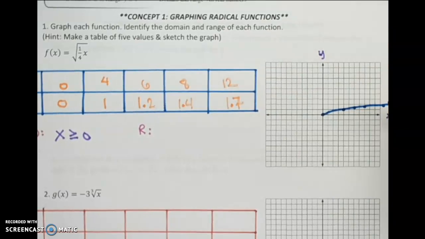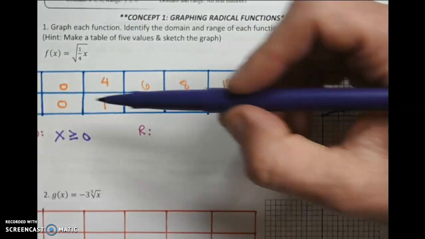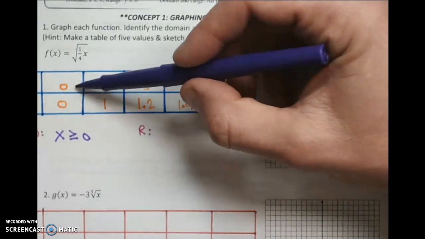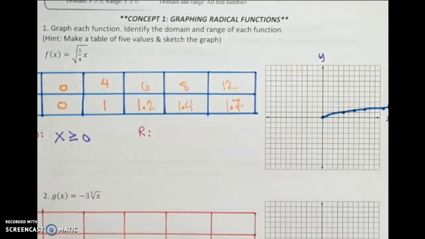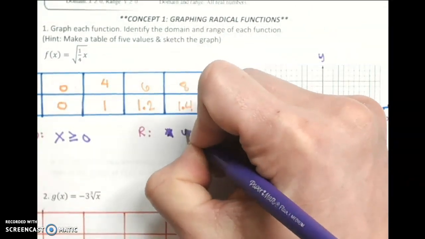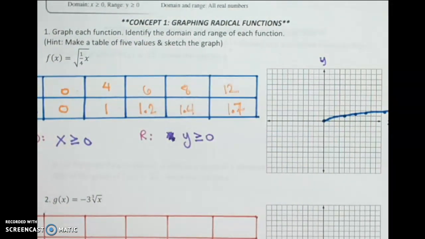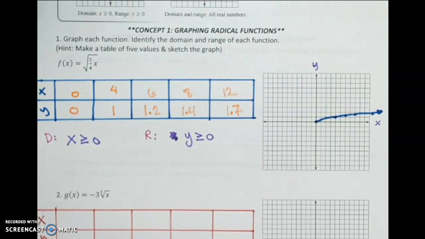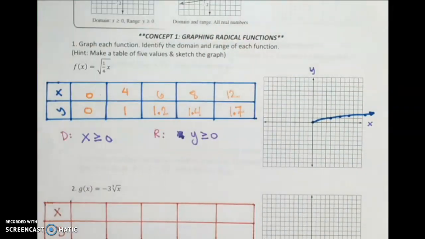Your range is your y-axis, right? And again, no negatives. It's going to start at 0 right here and go, oops, it's on the top. It's going to go up. It's that bottom one, sorry. So that would be y. Shoot. Y is greater than or equal to 0. Okay. So there's how we graph these radical functions with the square root.